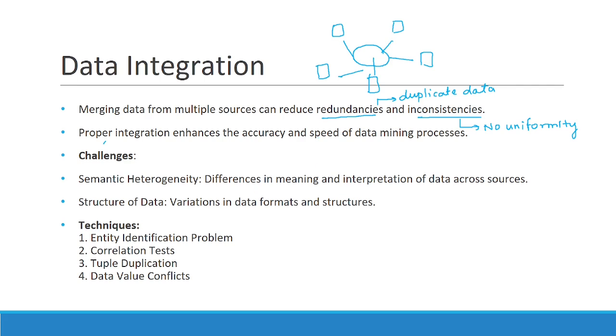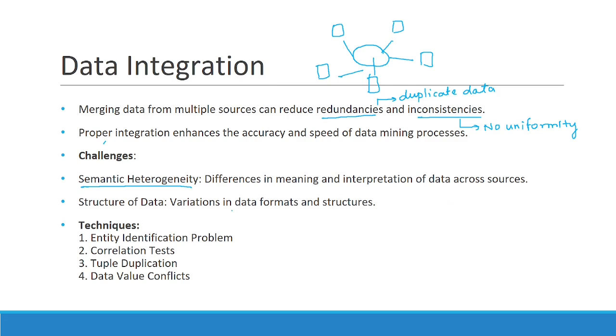So what challenges are there in data integration? They are listed here. First is semantic heterogeneity. That means differences in meaning and interpretation of data across the sources. Okay, various kind of data is there, and there may be difference in the meaning of that data or interpretation of that data, because it is stored with some other name, it is stored in some different format. So maybe while analyzing, while looking at the data, we may interpret same data in different ways. Okay, that is called semantic heterogeneity.